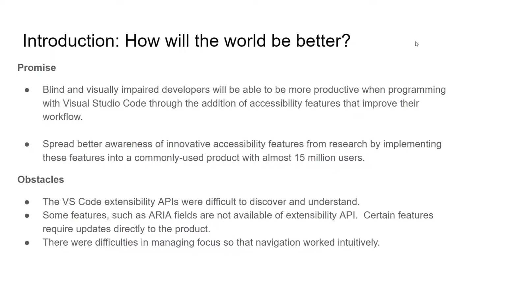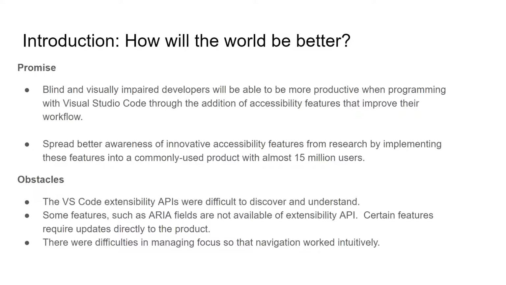So what we've done is we've taken the CodeTalk extension, which is for Visual Studio, and we ported it over to Visual Studio Code. This is to allow people who are blind and visually impaired to be more productive when programming with Visual Studio Code through the addition of accessibility features. We also would like to spread better awareness around innovative accessibility features by taking this research and bringing it to the millions of users who use Visual Studio Code.